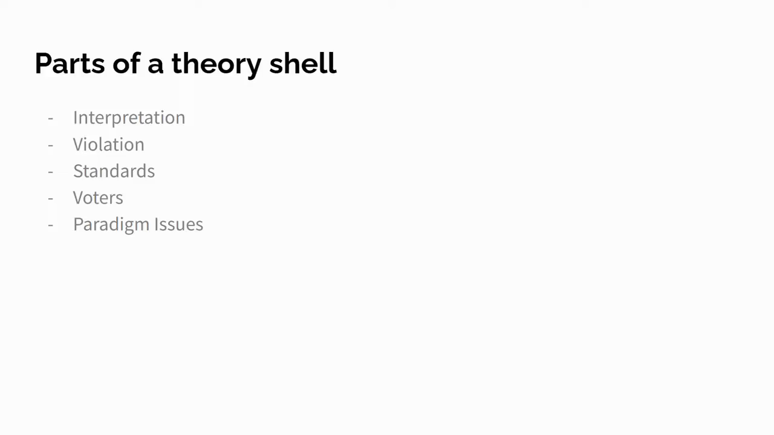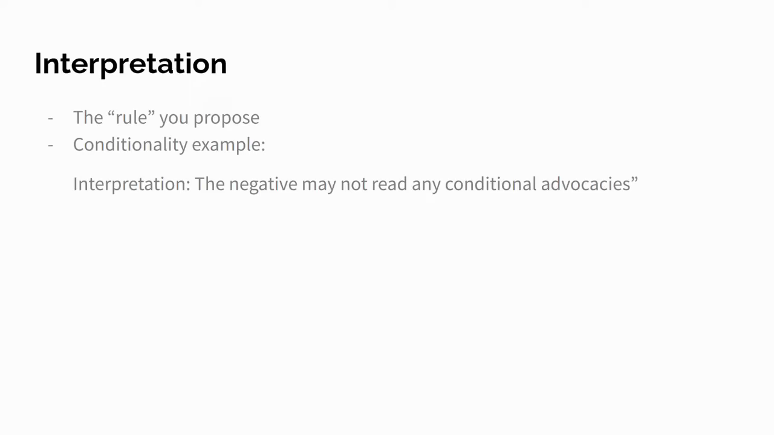Next, the parts of the theory shell. So a theory shell is basically how you make a theory argument, how theory is deployed in the round, and the parts of it are first, the interpretation, second, the violation, third, the standards, fourth, the voters, and fifth, the paradigm issues. So first is the interpretation.